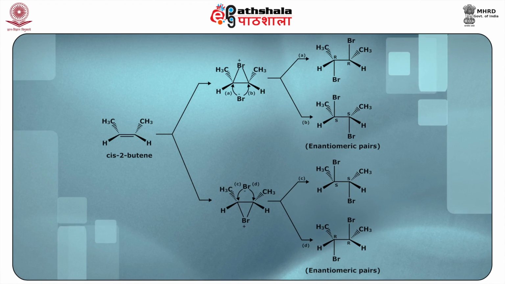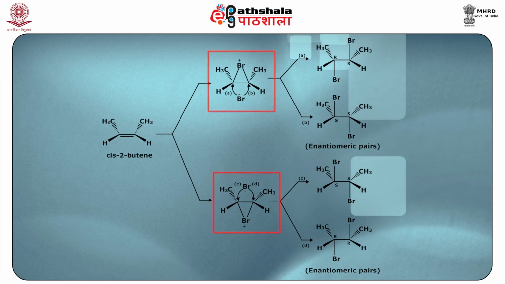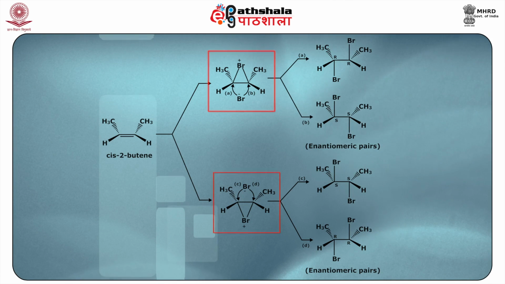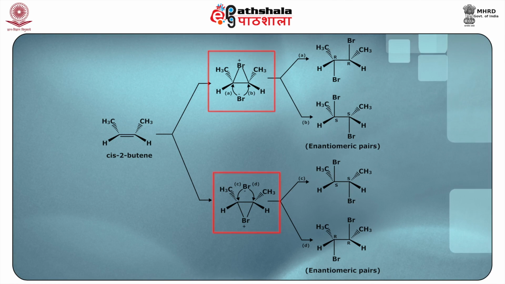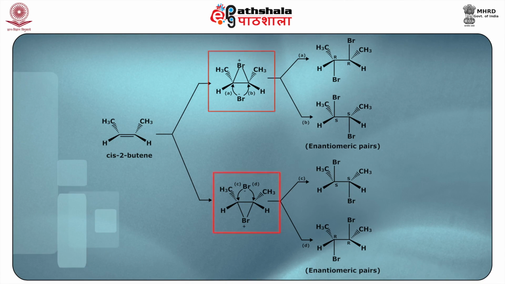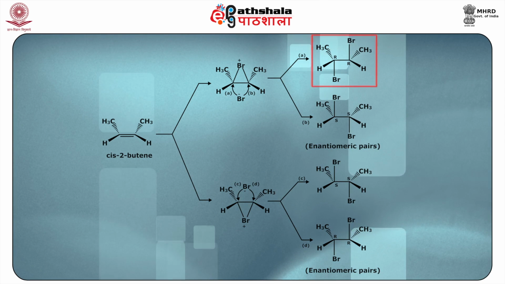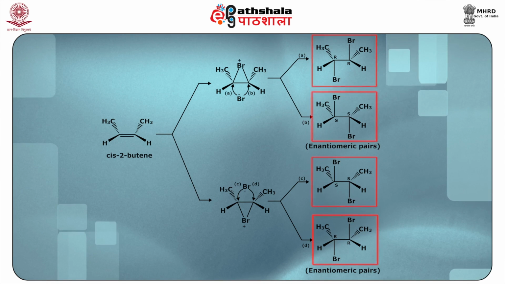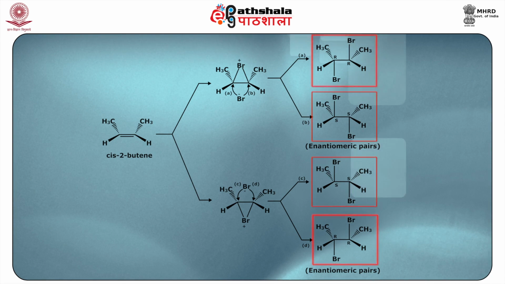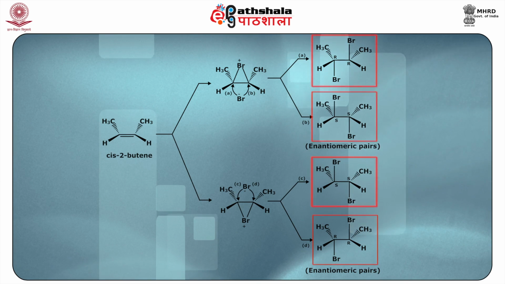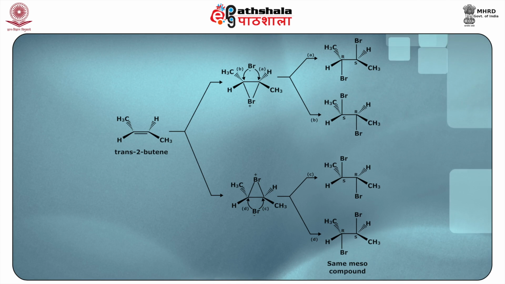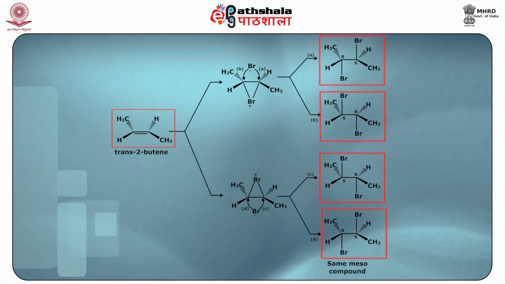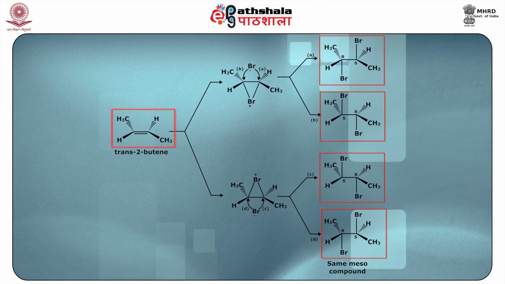Cis 2-butene adds bromine either from the top face or from the bottom face to give the bridged bromonium ion. This intermediate is attacked by the other part of the reagent, that is the bromide ion, either via path A or B as shown in the scheme here, or via path C or D, to give equal amounts of enantiomeric pairs called a racemic mixture. On the other hand, trans 2-butene gives only the meso product. This is also shown in this scheme. Any path will ultimately lead to a meso product.